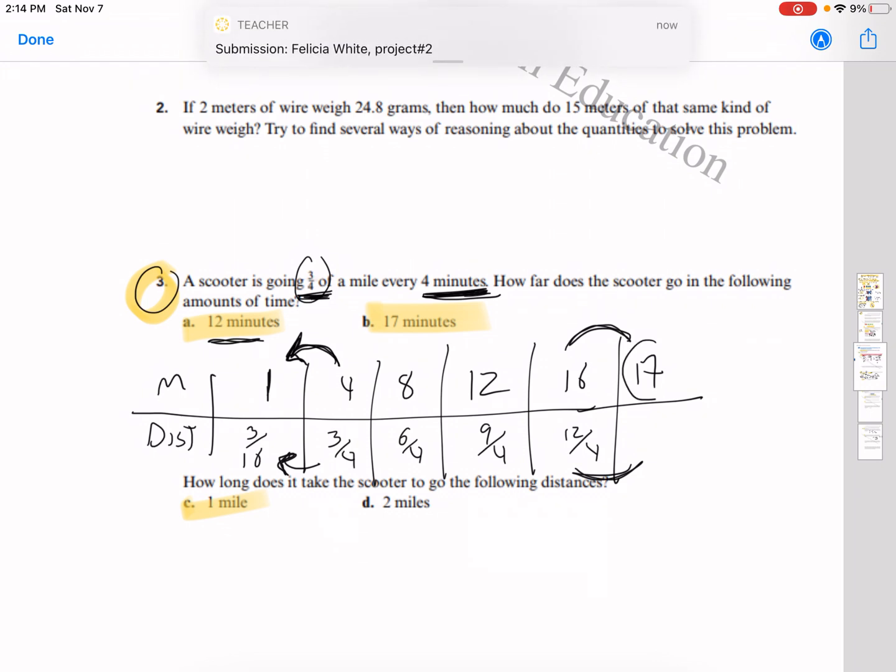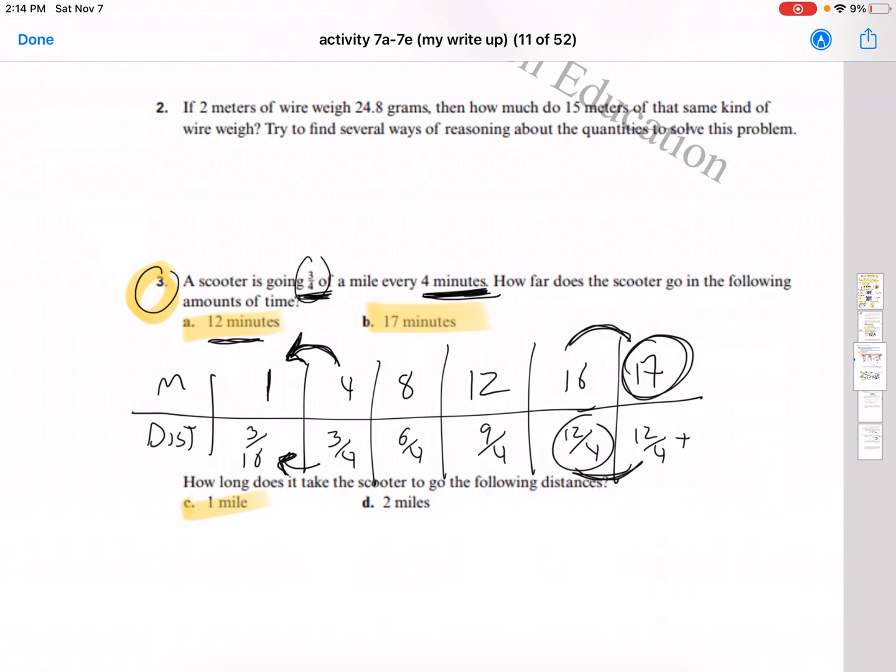So if I wanted to know how far I went in 17 minutes, well, I would need to take my previous distance here and then add on 3/16, the distance we would go in 1 minute. And again, you could combine those to figure it out.